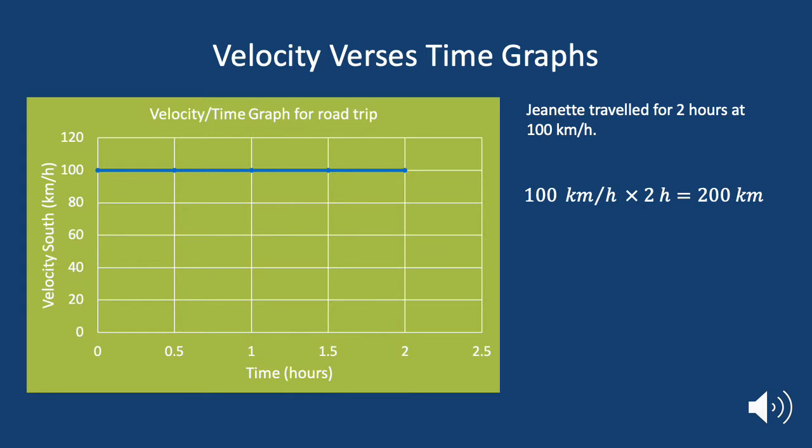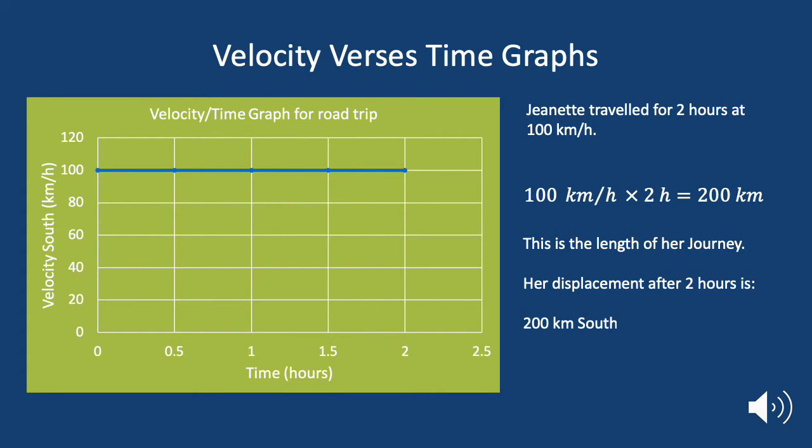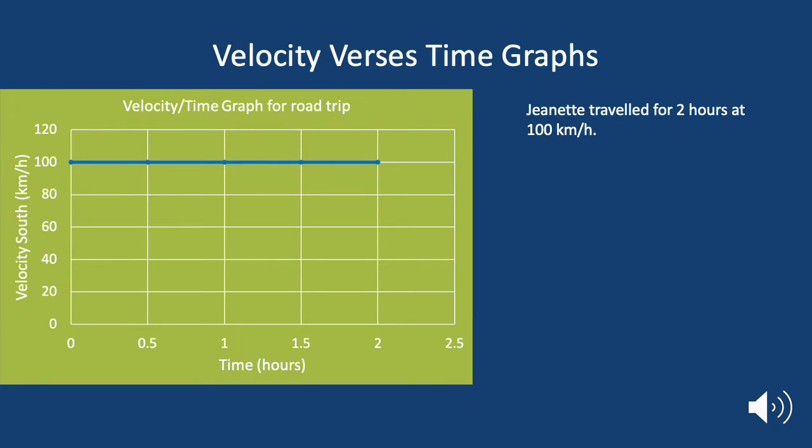Now, 200 kilometers, this is the scalar. It's got a magnitude, but it hasn't got a direction. So that's the distance she traveled. So the length of her journey was 200 kilometers, but her displacement, the vector, was 200 kilometers south. We see on the axis there, we see its velocity south, kilometers an hour south. So Jeanette traveled for 2 hours at 100 kilometers.